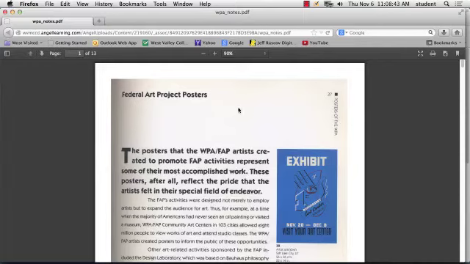So again, I'm looking for you to make a WPA poster. WPA stands for Work Project Administration. These were federal government art projects that were funded by the federal government during the Depression.